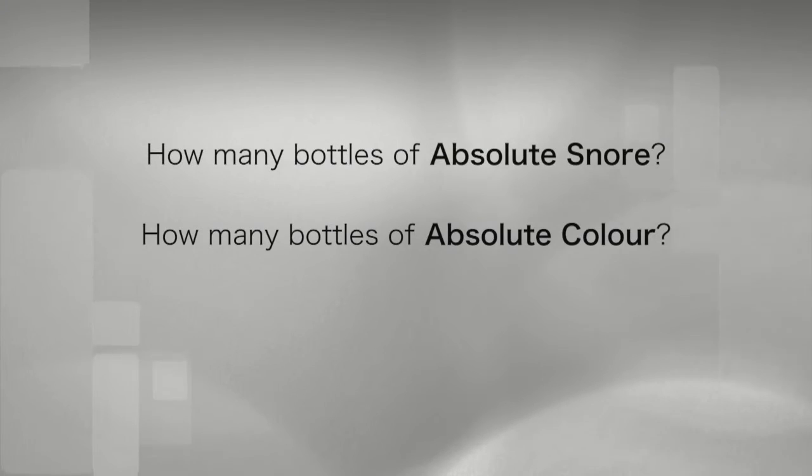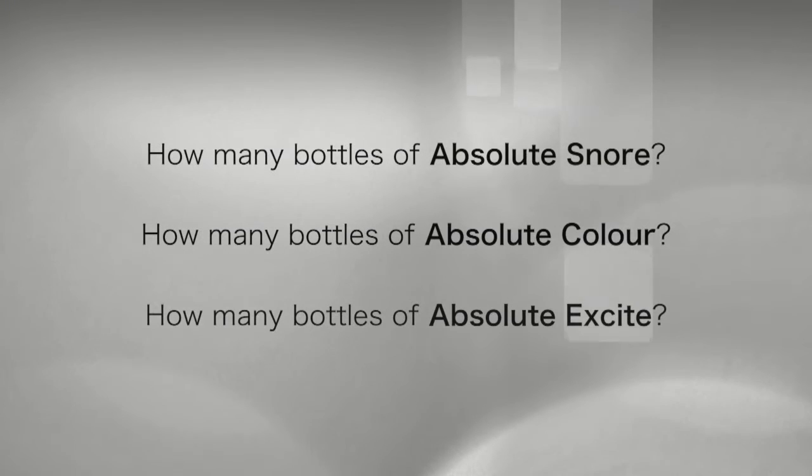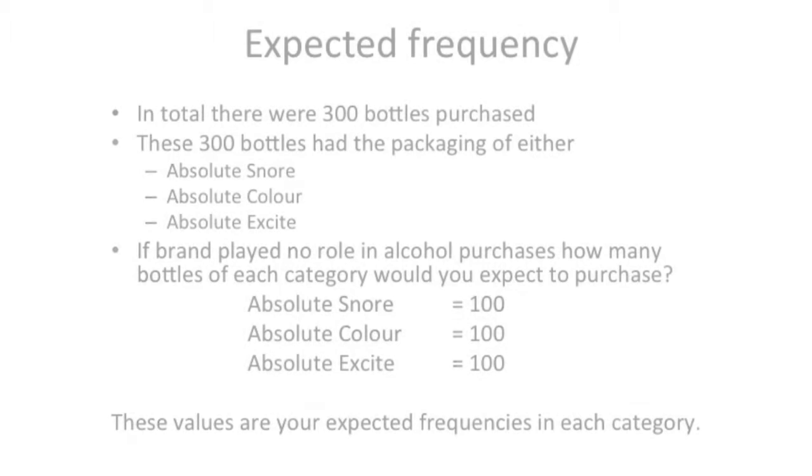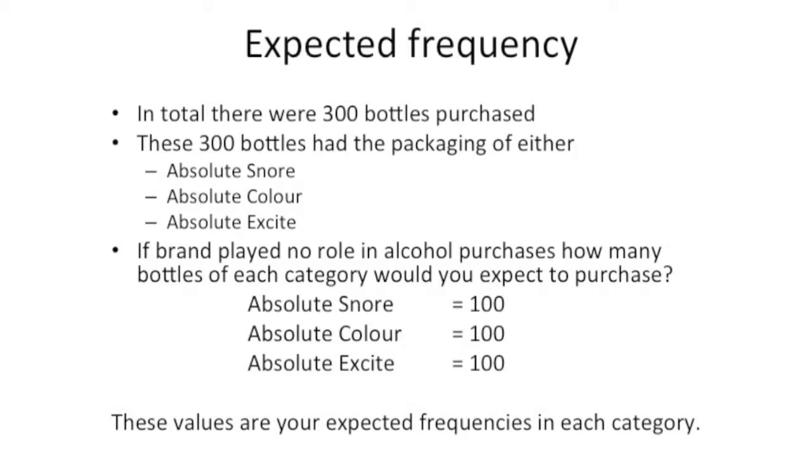How many bottles of Absolute Colour? How many bottles of Absolute Excite? If across 300 bottles only chance was determining your choice, then you would expect a frequency of 100 bottles in each of those categories. So your expected frequencies are 100 bottles in each category.